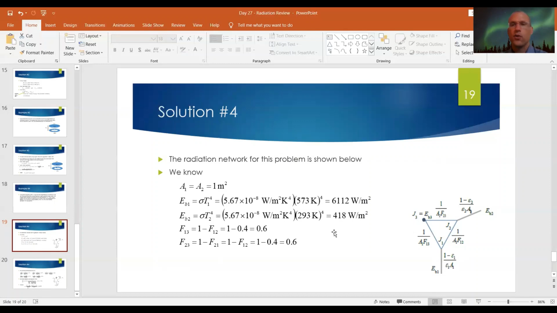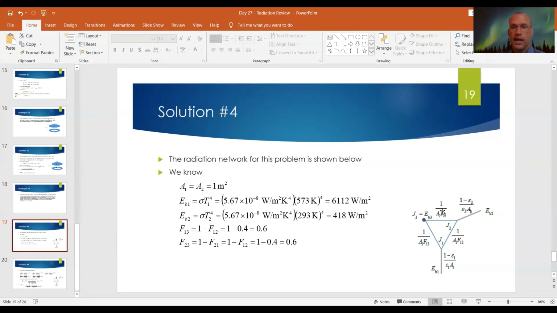Then I know the view factor from 1 to 2 is 0.4. That means that for object number 1, 40% of its energy hits object number 2. These things are perfectly surrounded by the room, so whatever does not hit object 2 is going to hit the room, object 3. So 40% of it hits object 2, which means 60% of it hits object 3. The same goes for object 2: since they have the same area, they have the same view factor of 0.4, so F12 is the same as F21. Now I have all my view factors between all my objects.